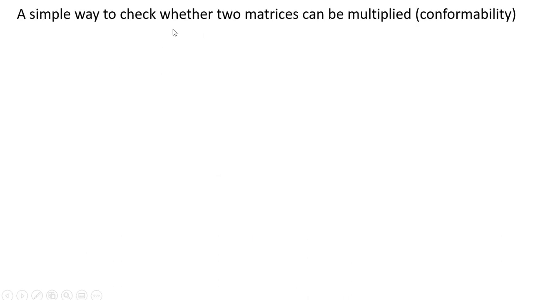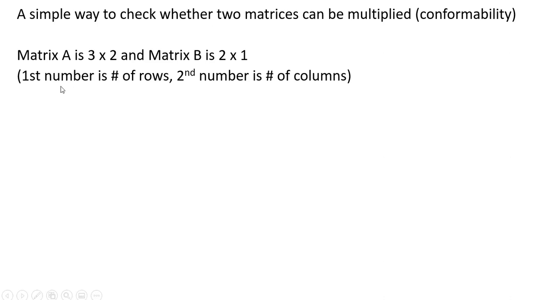A simple way to check whether two matrices can be multiplied, conformability, is to do the following. Let's say matrix A is a 3 by 2 matrix and matrix B is a 2 by 1 matrix. The first number refers to the number of rows, the second number refers to the number of columns. So again, the first number is the number of rows, the second number is the number of columns.